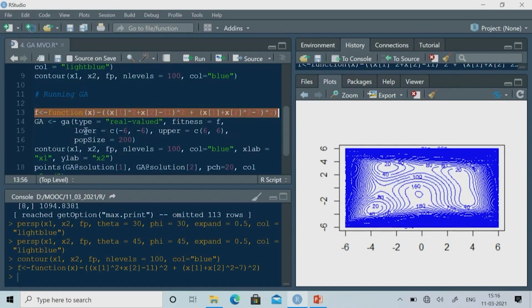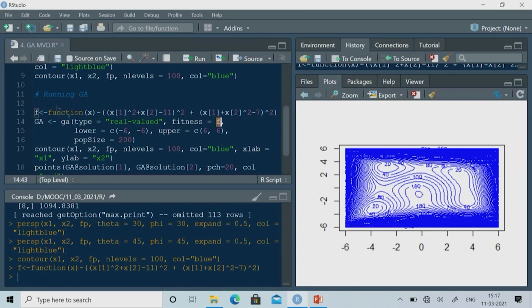I am not putting the other parameters of GA. So, what I am doing? I am using the real value GA and the function is f. This is a minimization function and therefore I am putting a minus sign here. GA is solving a maximization problem, so as this is a minimization problem, I am putting minus. Otherwise, if it is a maximization problem, you need not put a minus sign here. Then the fitness value is f.